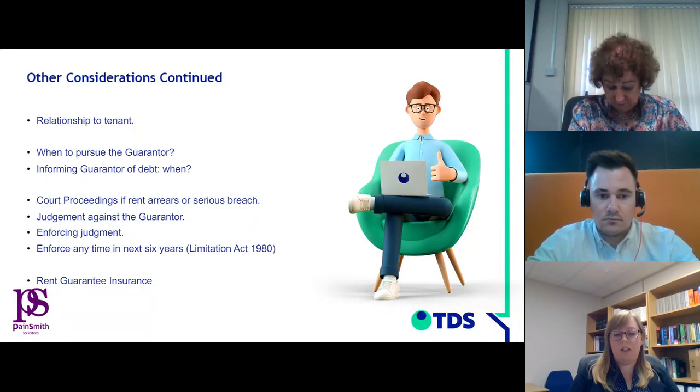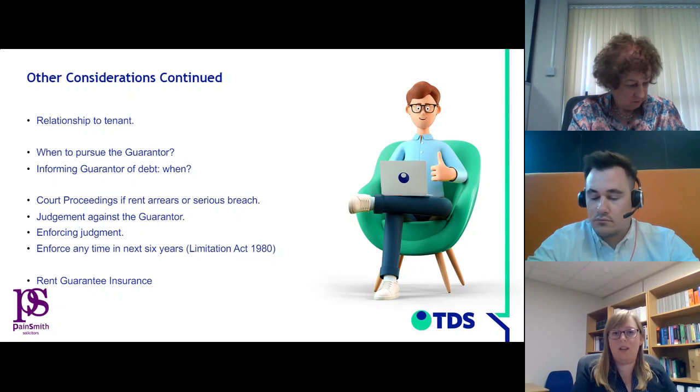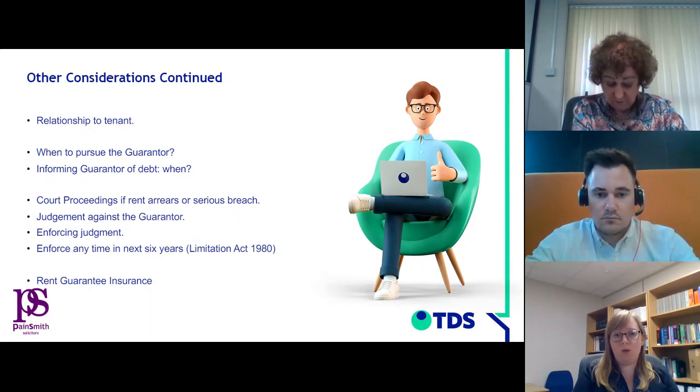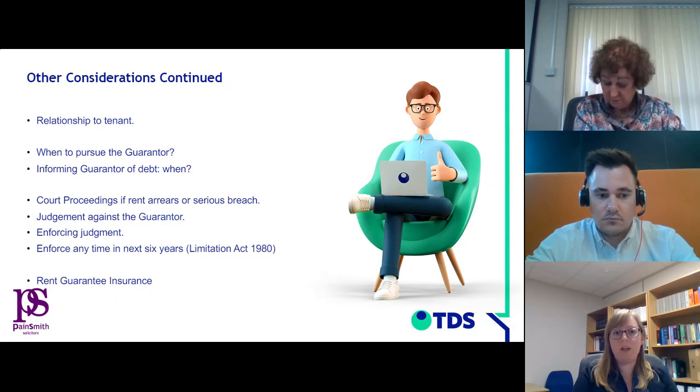If you are looking to issue court proceedings, what is that on the basis of? Is it the rent arrears? Is it serious breach? So has there been damage caused to the property? Again, timing of that is important. Do you do it during the course of the tenancy and limit your options, or do you wait until the end? Once you have gone to court and hopefully received a successful order and you have a judgment against the guarantor, you then have a decision in terms of what to do next.